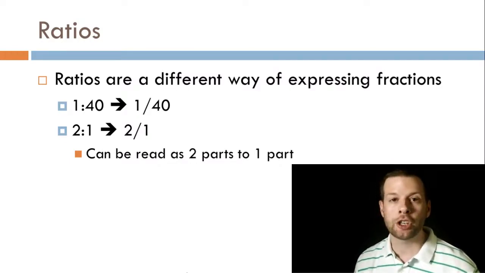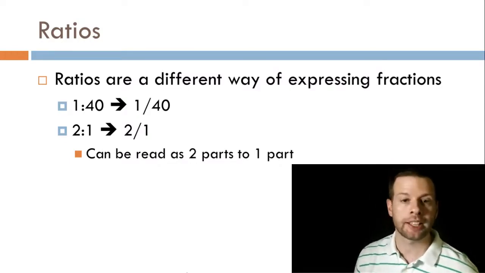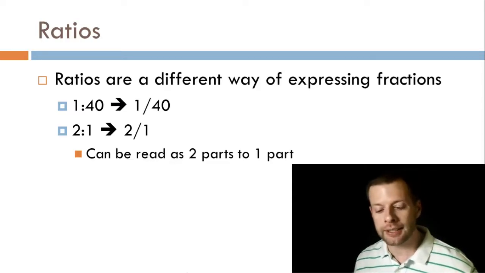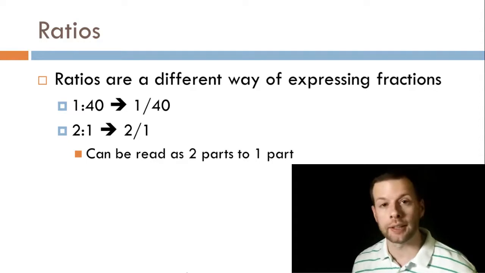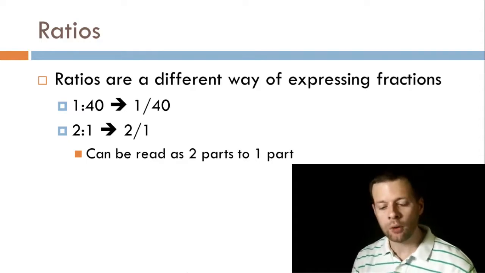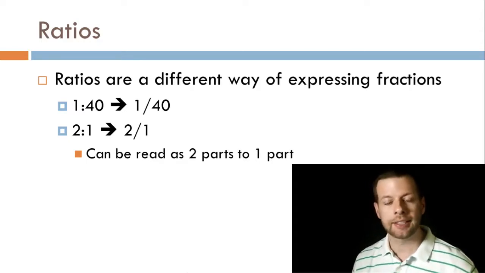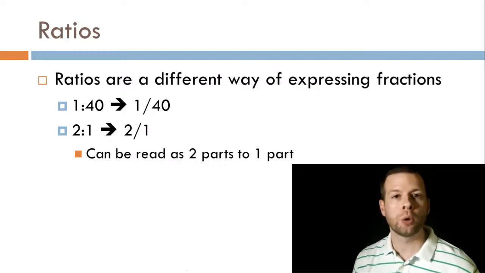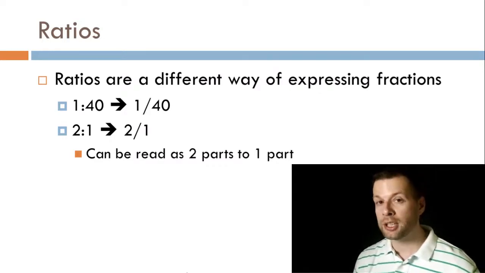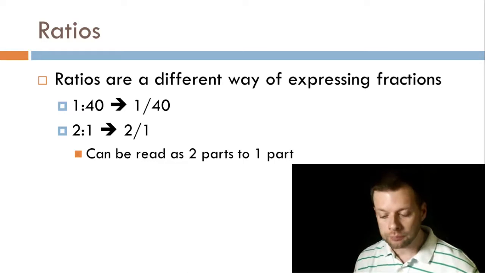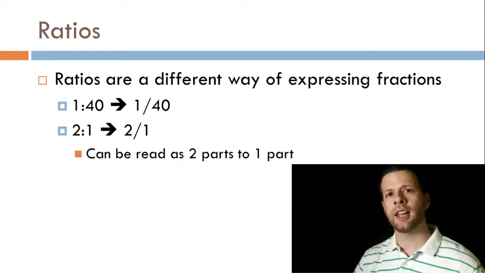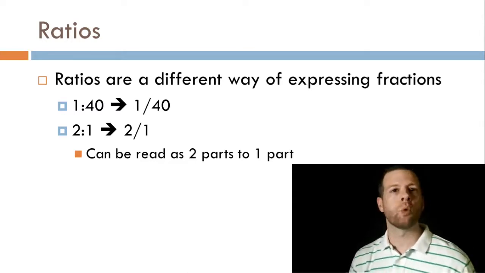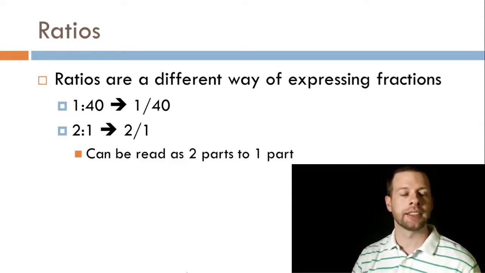That is simply a ratio, and it's a different way of expressing a fraction. For instance, on this slide, I have 1 to 40. That equals 1/40th. It's the same thing. Or how about 2 to 1? That's the same thing as saying a fraction of 2 over 1. Now, the best way to read a ratio like that is reading it as 2 parts to 1 part. So 2 to 1 is 2 parts, say, diphenhydramine and 1 part lidocaine.